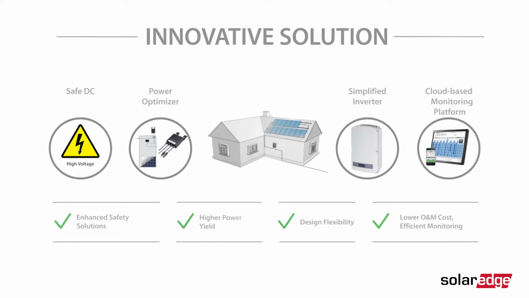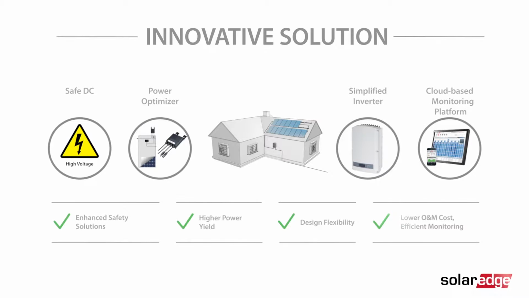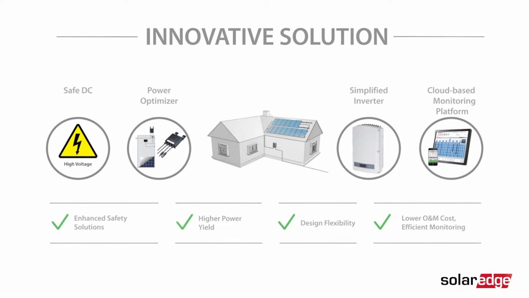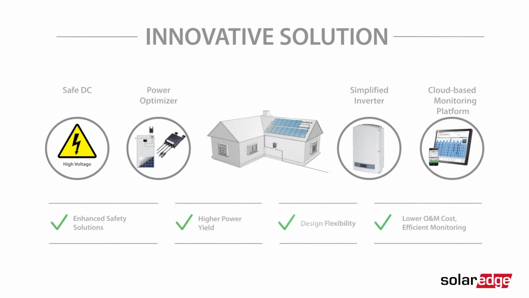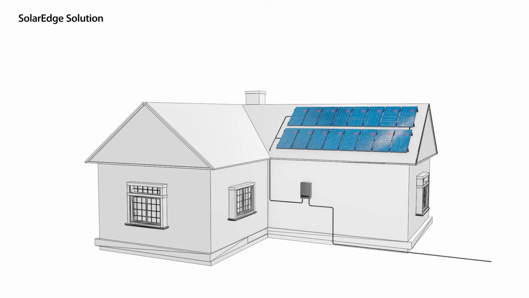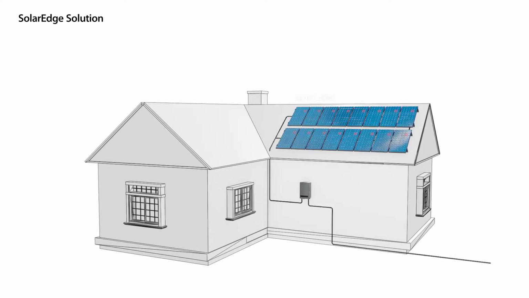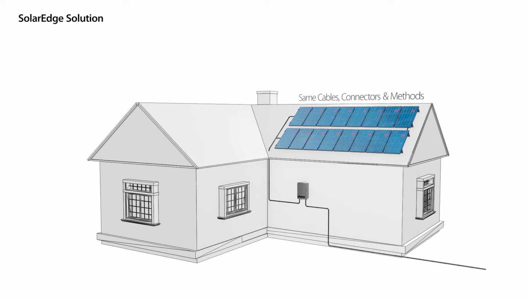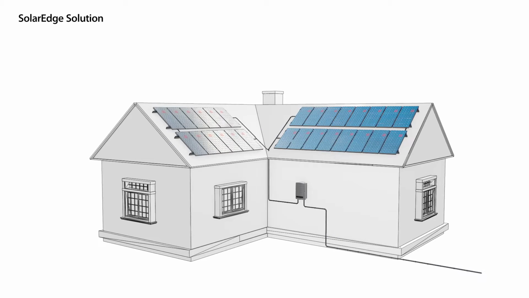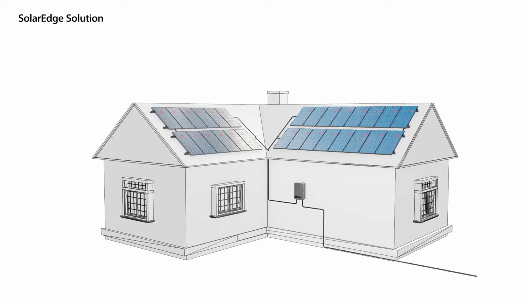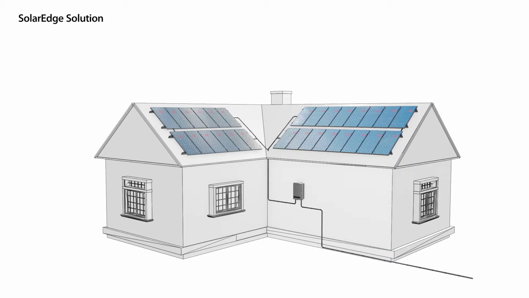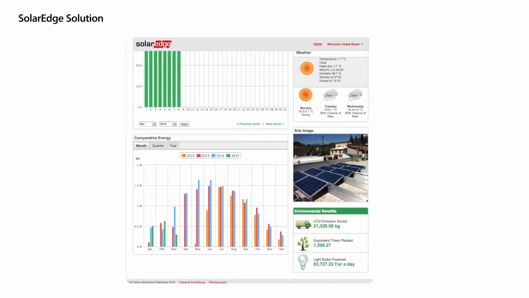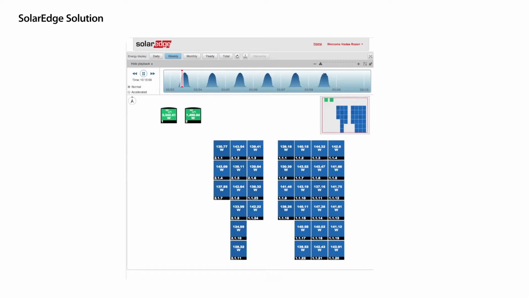Our solution includes two additional features: a panel-level cloud-based monitoring platform, which is accessible from any computer or handheld device, and an enhanced safety mechanism. When installers install the SolarEdge solution, they use the same cables, connectors, and methods as used in traditional systems, and are able to install more panels, to combine long strings with short strings, and to install panels on different facets of the roof. The SolarEdge cloud-based monitoring platform provides full data at the panel, string, inverter, and system level.